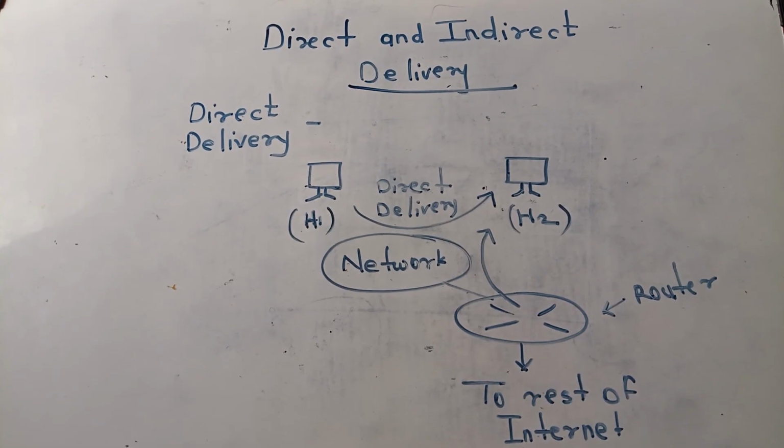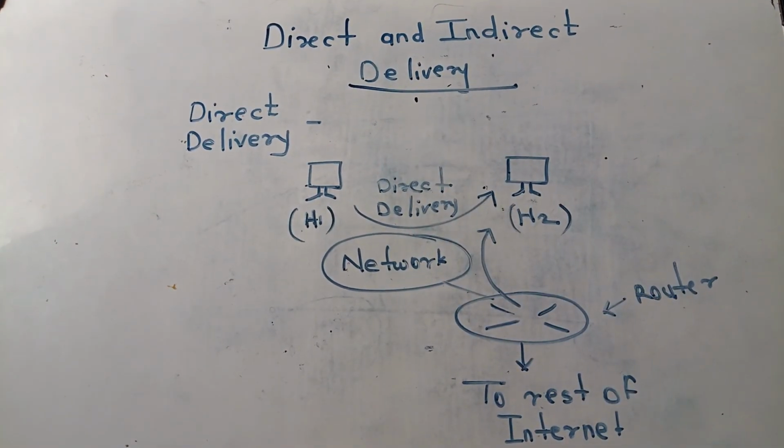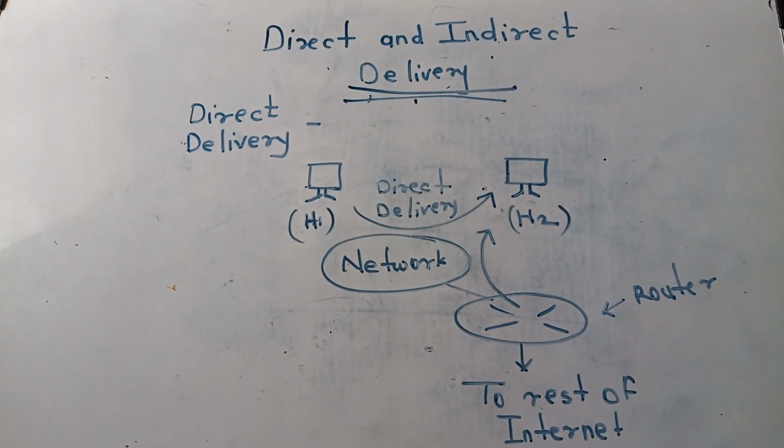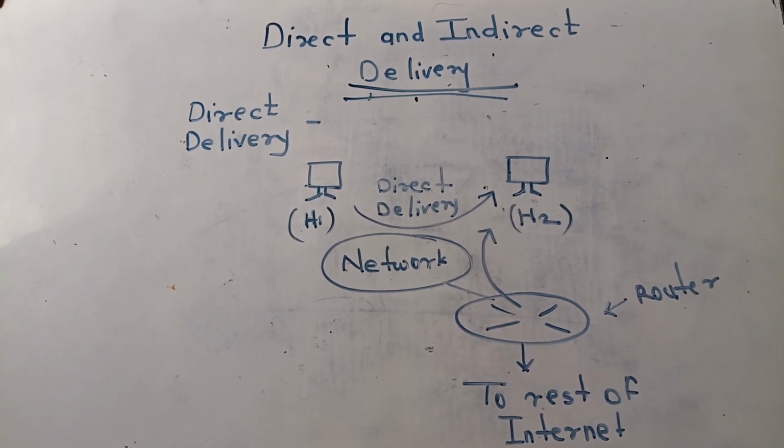So today we will be learning about direct and indirect delivery. Let's first see what is meant by delivery. Delivery means the network layer handles, or supervises the handling of, the packet by the underlying physical networks. We define this handling as the delivery of packets or messages.